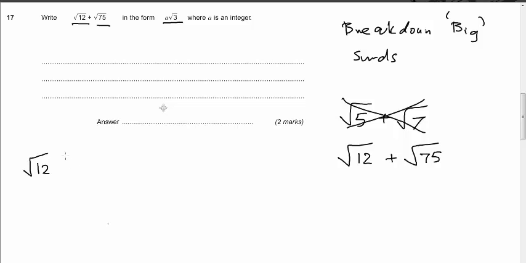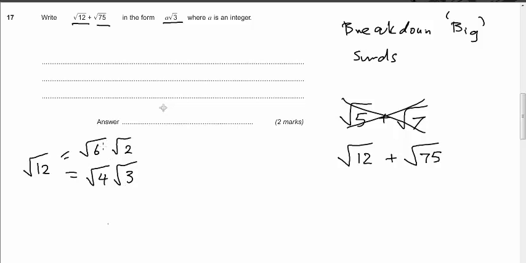So, root 12, you want to think about two numbers which multiply to give you that. Here's one way to break it: root 6 times root 2. The other one is root 4 times root 3. But remember, there's only one of these which is useful, and it's the bottom one. Let's go through why.